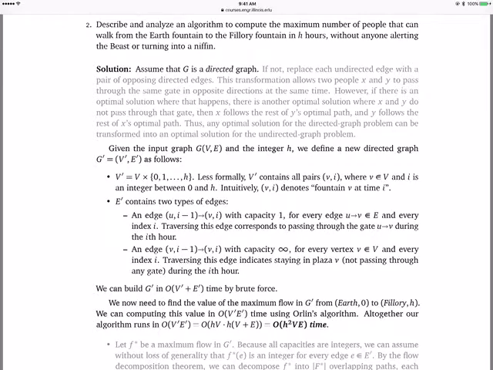For people who are curious, the idea was that we're supposed to consider the state of a particular person to be not just their location, but also location at a time.